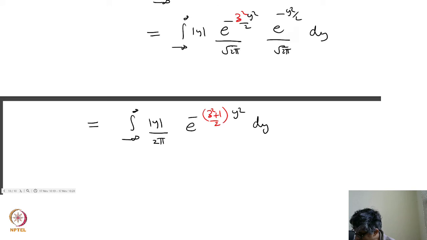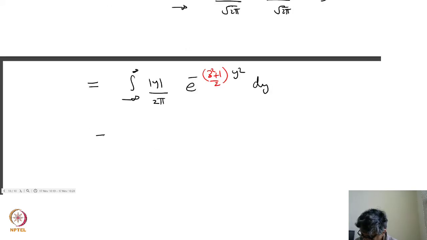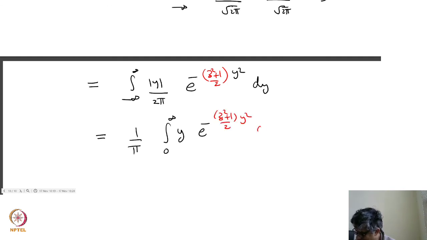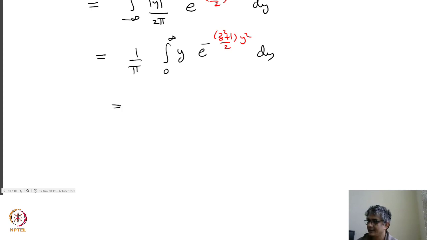So now you'll have to learn to evaluate that. If you just think a little bit, this is just an even function. So it's going to be twice, so 1 over pi, from 0 to infinity, the 2 cancels off, of y e to the minus z squared plus 1 by 2 y squared dy. And if you do a little bit of algebra, say you change a variable, let u be equal to z squared plus 1 by 2 times y squared, or use substitution.